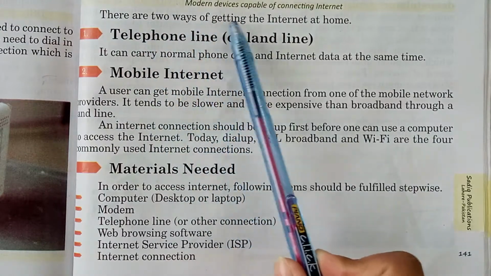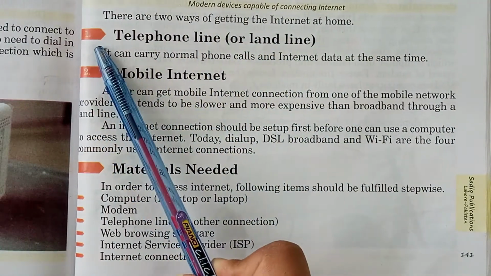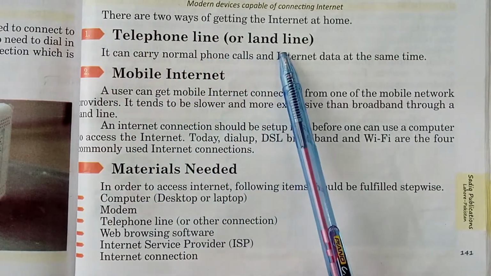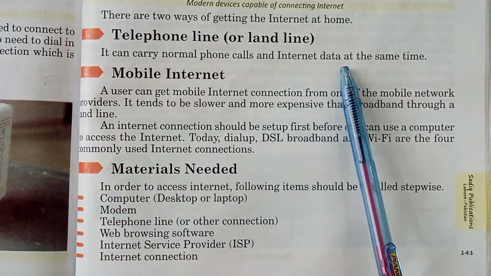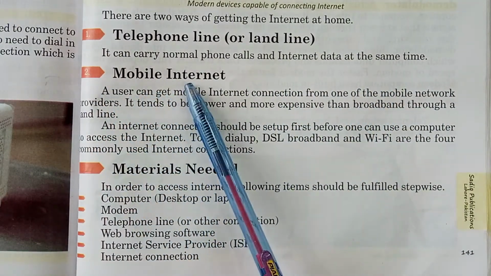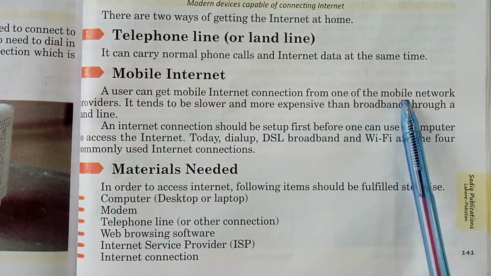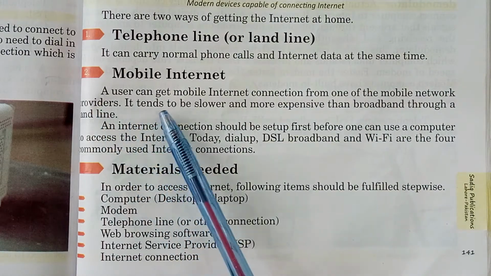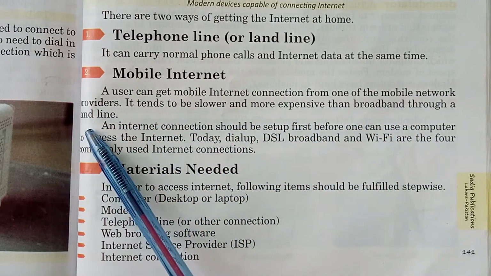There are two ways of getting the internet at home. Number one is telephone line or landline. It can carry normal phone calls and internet data at the same time. Number two, mobile internet. A user can get a mobile internet connection from one of the mobile network providers. It tends to be slower and more expensive than broadband through a landline.